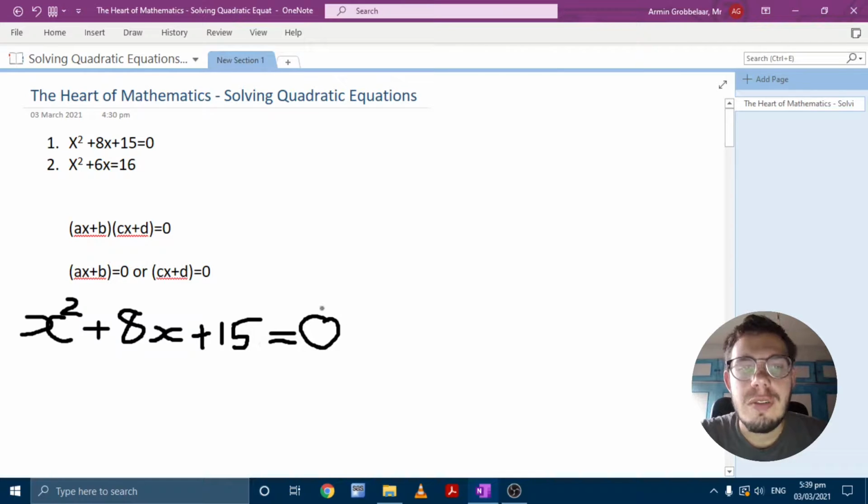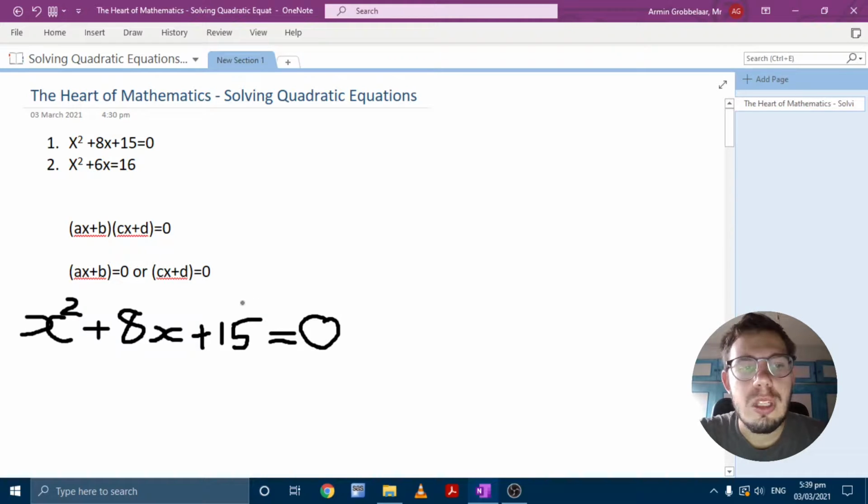Now the first thing you have to do when you want to solve a quadratic equation is to get all the terms on the one side and get a 0 on the other side. And the second thing we're going to do is factorize the side with all the terms.